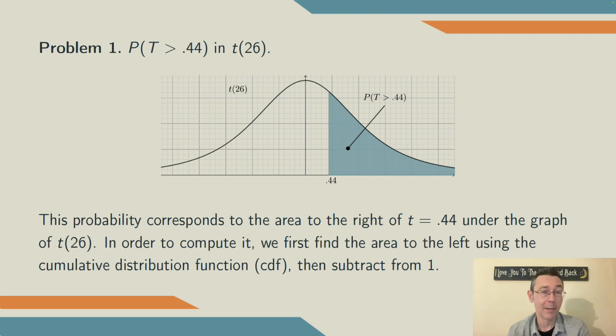Problem 1, find the probability that t is greater than 0.44 in t of 26. So in other words, the t-distribution with 26 degrees of freedom. So this probability corresponds to the area to the right of t equals 0.44 under the graph of t of 26. In order to compute it, we're first going to find the area to the left using the cumulative distribution function, or CDF, and then subtract from the total area 1.